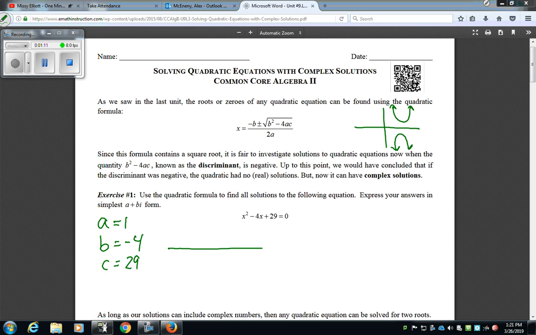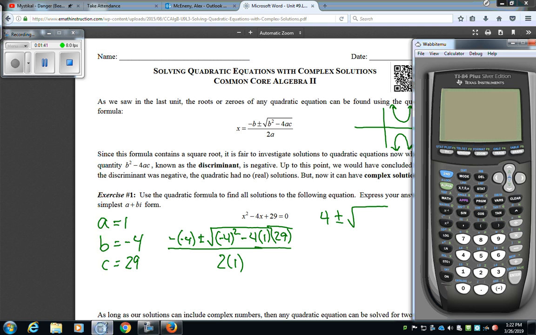So I'm going to have -4 in for the first B. Under the square root sign, I'm going to have -4 squared minus 4 times 1 times 29. And that's all going to be over 2 times 1. So I'm going to simplify each part. So I have 4 plus or minus. I'm going to pull the calculator out right now.